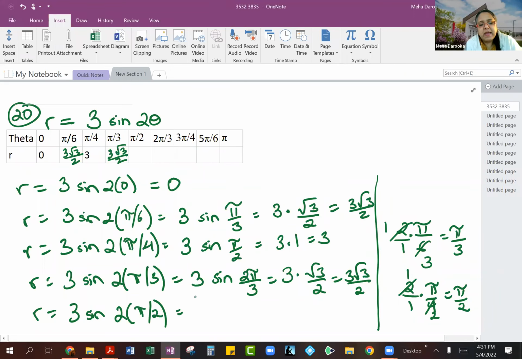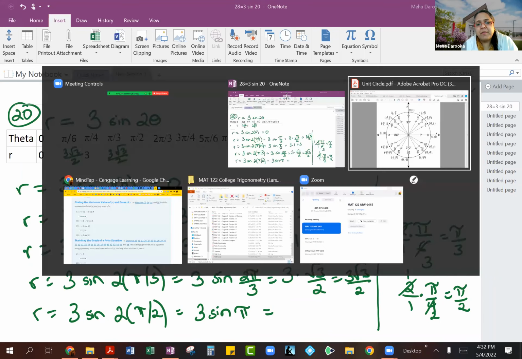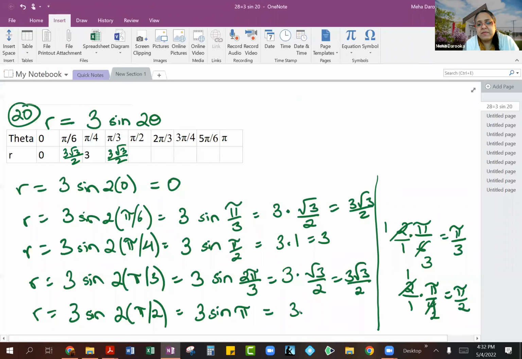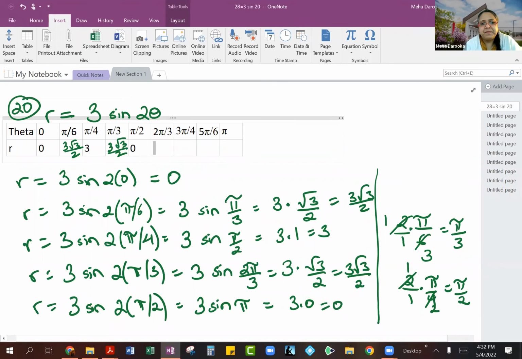Okay, for 2 times pi halves, what will we get? So the 2 and 2 will cancel each other out. Alrighty, so you are looking at sine of pi, and you can see sine of pi is going to be 0. So you end up multiplying 3 times 0, which of course ends up giving us 0. So we will have 0 over there.